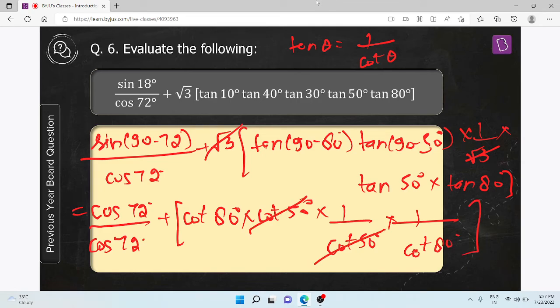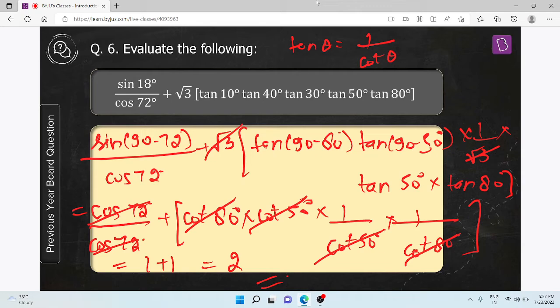Tan 50 cancelled, cot 50 cancelled, cot 80 cancelled. It means, and these are also cancelled, 1 plus 1. That is 2 is the answer. So the answer will be 2, students. Please take notes of it. It is a previous year board question.